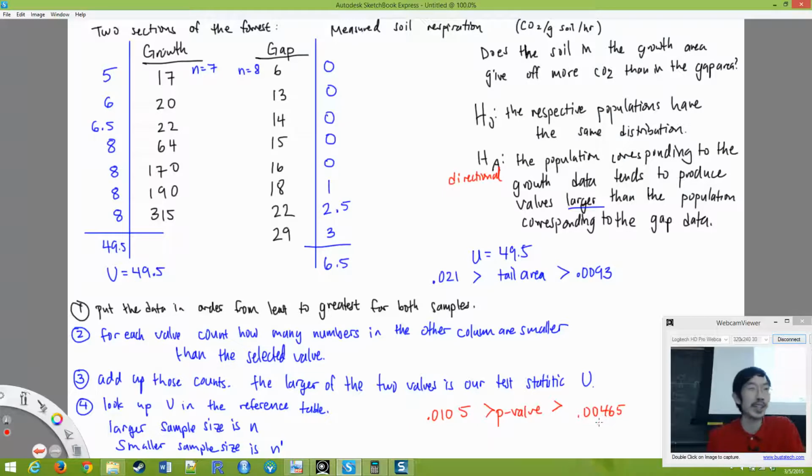Our p-value is quite small, so we would reject the null hypothesis, and we would say soil from the growth sections produces more CO2 than soil in the gap sections.